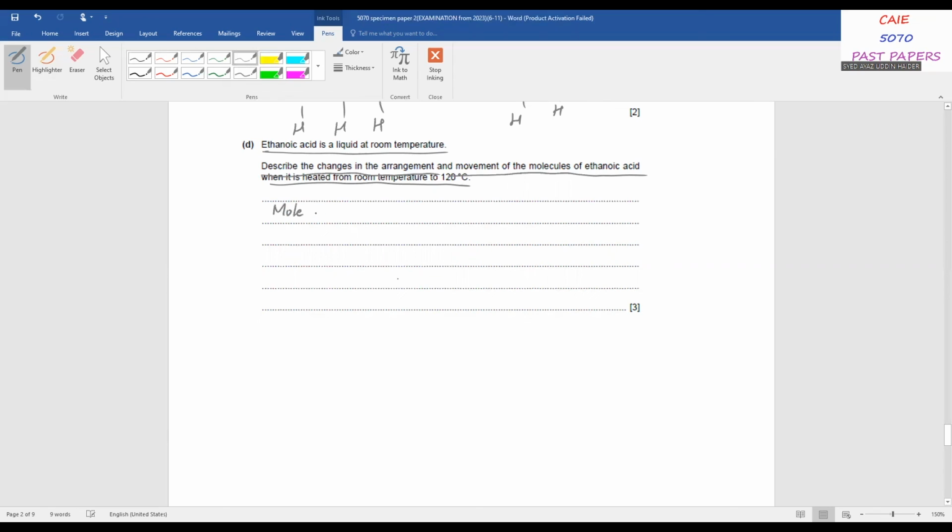Molecules have more kinetic energy. First of all, you write this. Second thing, molecules are further apart as temperature increases.